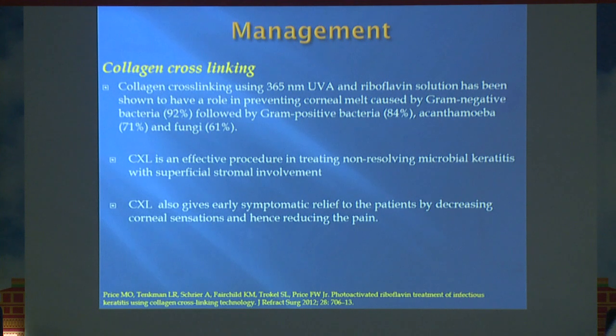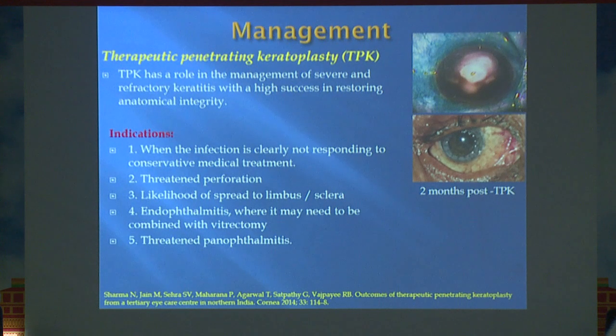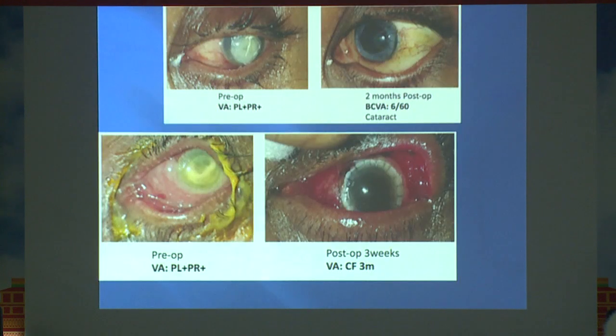Collagen cross-linking is an effective procedure in treating non-resolving microbial keratitis with superficial stromal involvement. It provides early symptomatic relief to the patient by decreasing corneal sensation and hence reducing the pain. Therapeutic keratoplasty has a role in management of severe and refractory keratitis with a high success rate in restoring anatomical integrity. It is indicated when the infection is clearly not responding to conservative medical treatment, if there is threatened perforation and likelihood of spread to the limbus or sclera, endophthalmitis where it may need to be combined with vitrectomy, and in cases of threatened panophthalmitis.